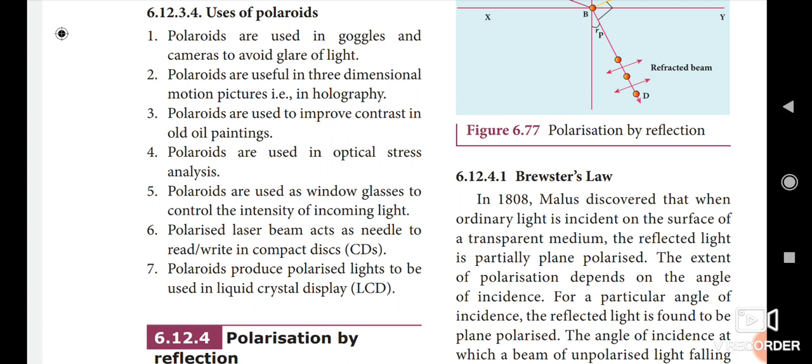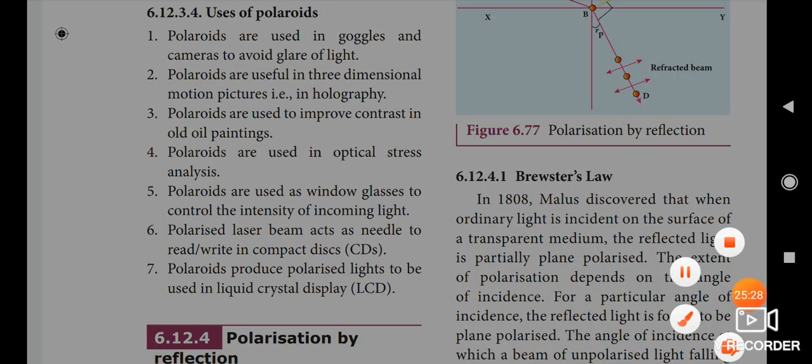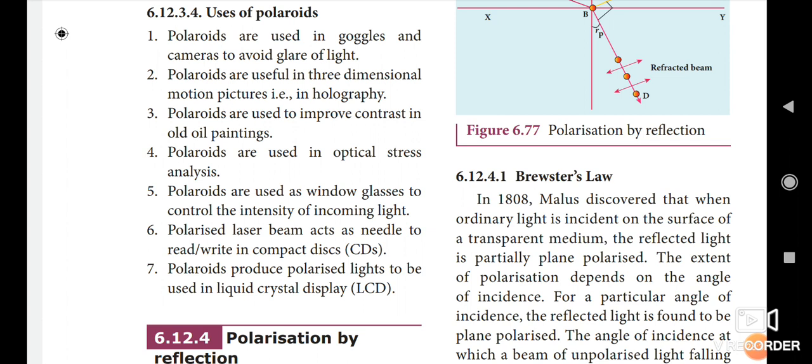Then the third point: Polaroids are used to improve contrast in old oil paintings. To improve the contrast of oil paintings, they use Polaroids. Then Polaroids are used in optical stress analysis. Then Polaroids are used as window glasses. Do you see that in some houses, in some windows, the outer persons are not able to see inside?